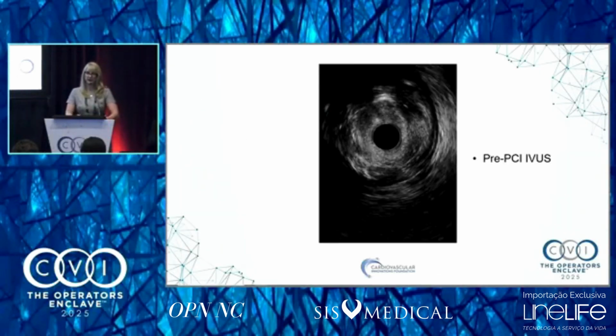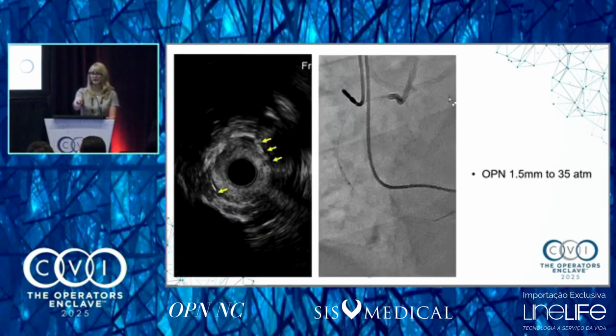So on pre-PCI IVUS, you can see that there's a tight lesion there with not a complete arc of calcium, but fibrocalcific disease and a small inner ring of calcium around the tight area of disease. So I took a 1.5 OPN down to that tight lesion site and inflated to 35 atmospheres, and you can see some small initial cracks in the inner ring of calcium.